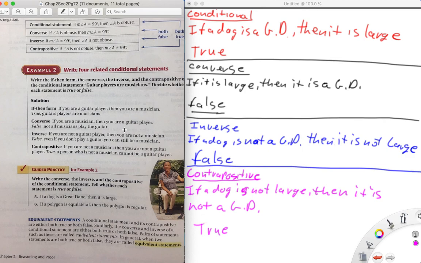So in this case with the Great Dane, we have the conditional and we have the contrapositive, and they're both true. Since the conditional and the contrapositive are both true, then we can say that they're equivalent. Here, the converse and the inverse are also both true. And since the converse and the inverse are both true, we can also say that they are equivalent. They're the same statement, they're just sort of written in a different way.